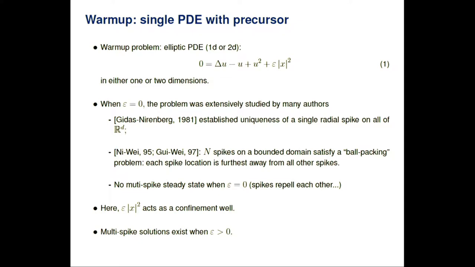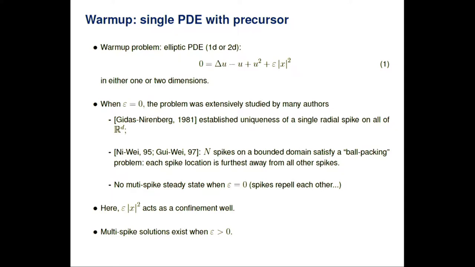Yes, there's a one spike solution, and then there's an infinite spike solution. There are no true finite spike solutions. Right. So I said this incorrectly. Anyway, if you have just finite spikes, then you need some inhomogeneity, either a boundary or something else, to keep them confined.